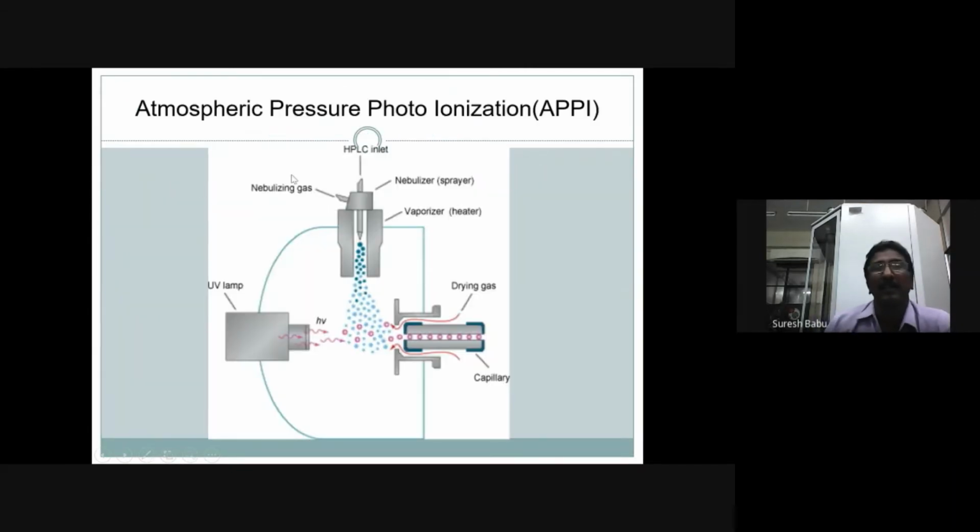Okay. Next is atmospheric pressure photoionization, simply called APPI. It is similar to our chemical ionization unit. The only difference is, instead of a chemical reagent, we use UV radiation for ionization. So here the solvent gets removed, and the unit imparts charge to our sample molecules, and it directs the charged sample molecules, that is ions, into the mass analyzer unit.